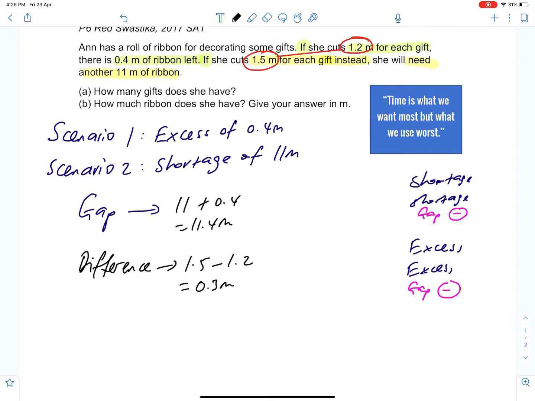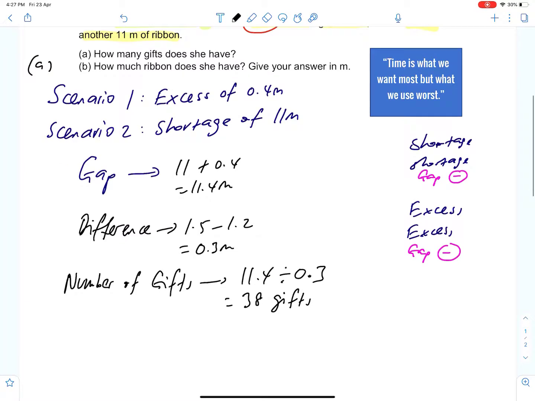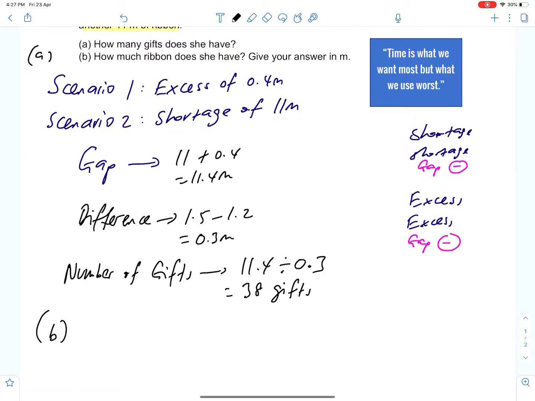And the last step is to find the number of gifts. This is a division. You take the bigger value, which is the gap, divide by the difference. So 11.4 divided by 0.3. 38 gifts. First answer, we have settled it. 38 gifts. Part B. How much ribbon does she have? Give your answer in meters.